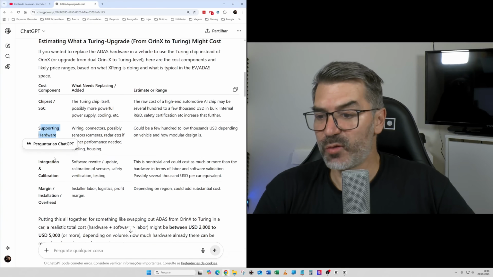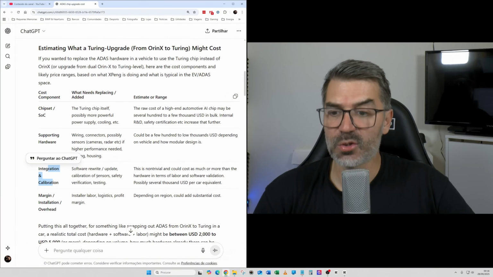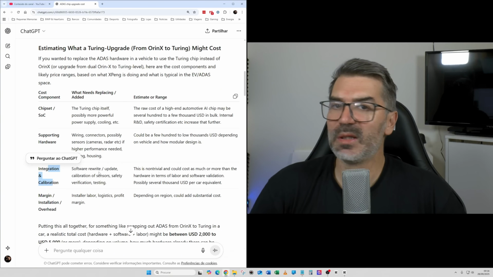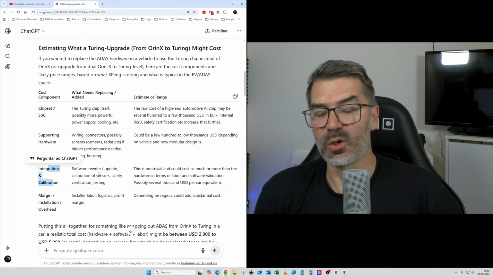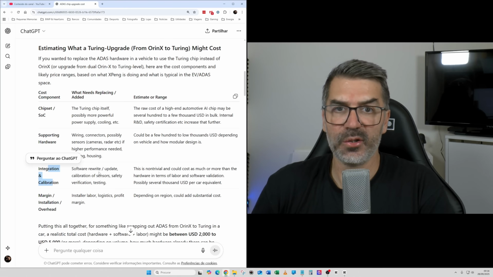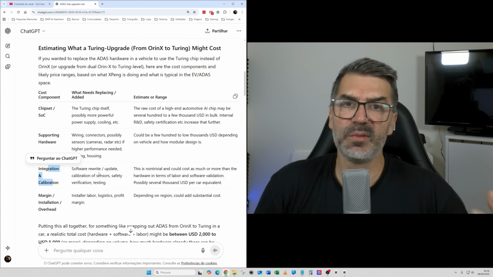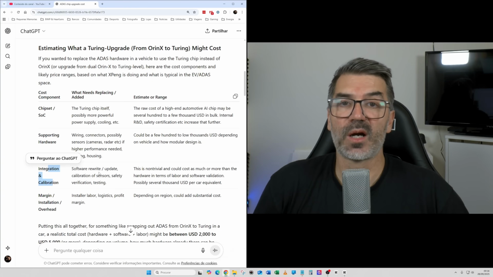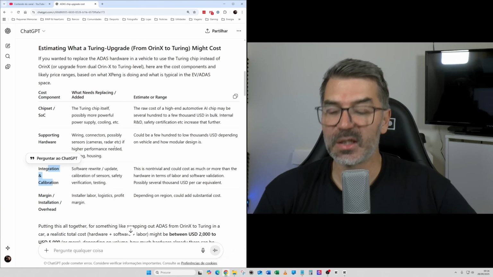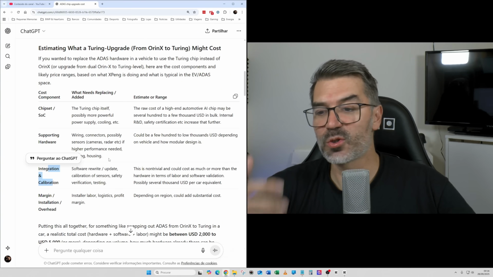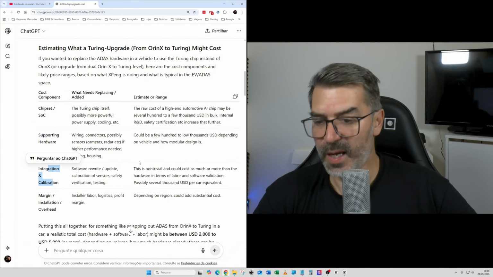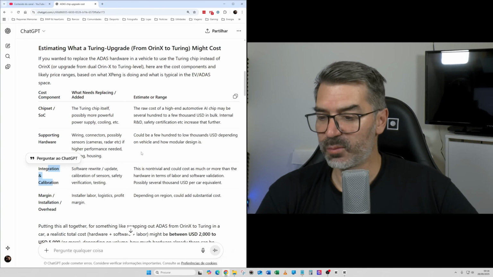Then we have, of course, integration and calibration. So rewrite the software, update, calibration of sensors, safety verifications and testings. I also don't believe that this is a big problem, because even XPeng says that when the law allows in Europe, then software can easily be deployed in our cars over OTA. So it's more than clear that it's not a problem on software rewrite or something like that. We will get the software as it is without any problem. So again, I don't see a problem here.